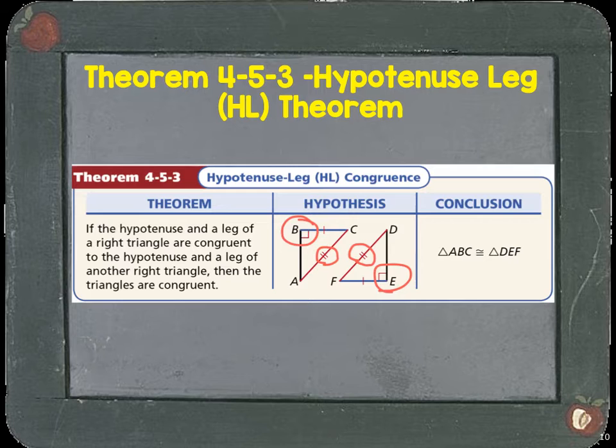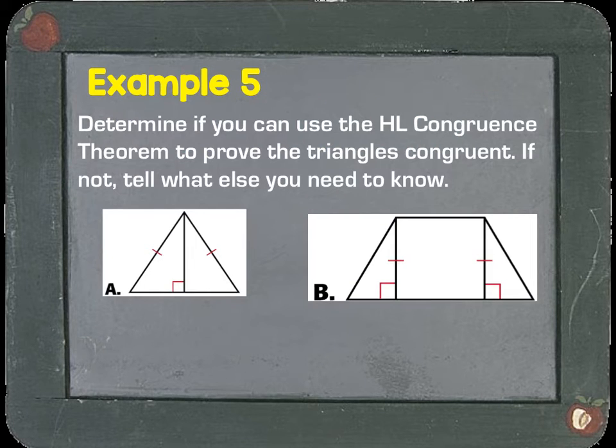And if both legs were marked, along with the hypotenuse, you could do side, side, side, hypotenuse leg, and side angle side, right? If you have the hypotenuse and the leg, what if there's a different angle? If it's the included angle, then it works. If it's a non-included angle, now it doesn't.